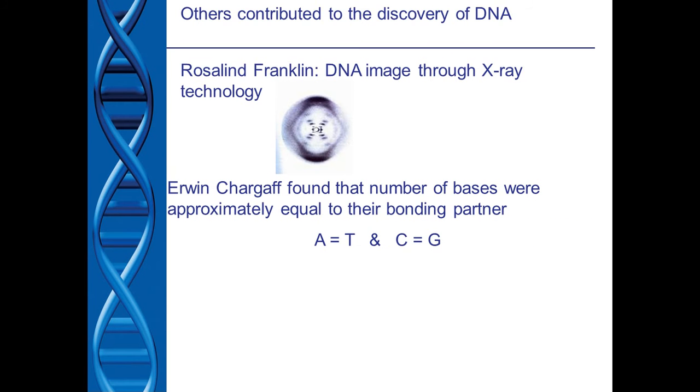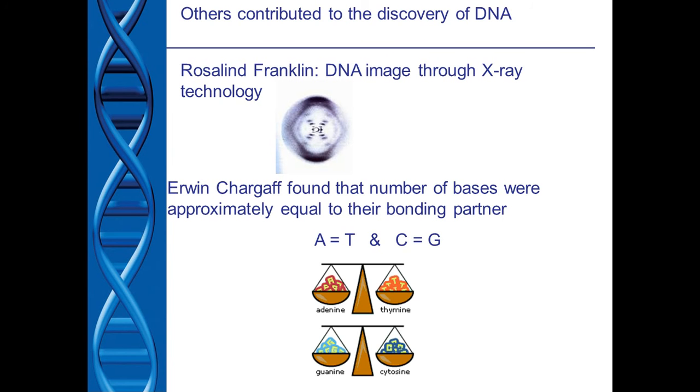And Erwin Chargaff found that the number of bases were approximately equal to their bonding partner. This actually allowed us, before anybody could see the molecular structure of DNA, to understand that since A and T were found in equal numbers, and C and G were found in equal numbers, that meant that A must bond with T and C must bond with G. It allows us to form that base pair rule.